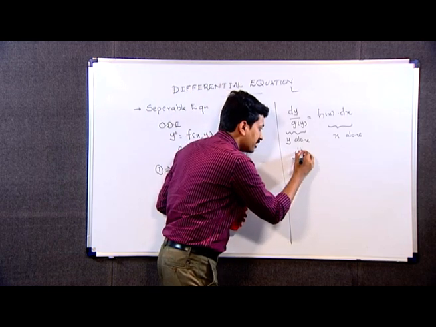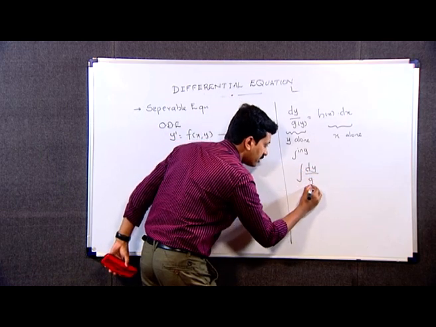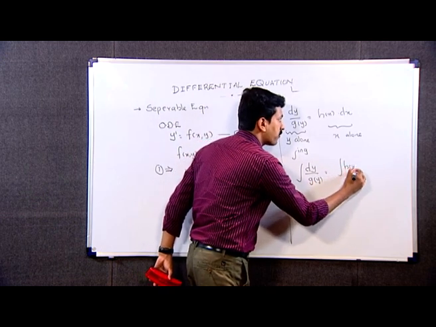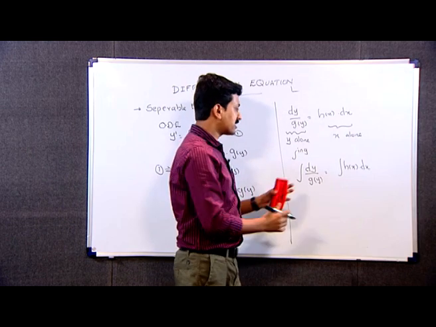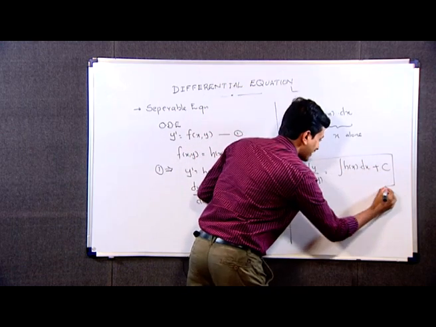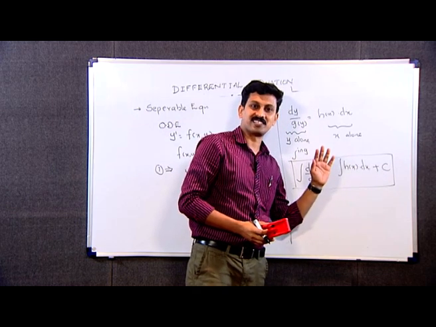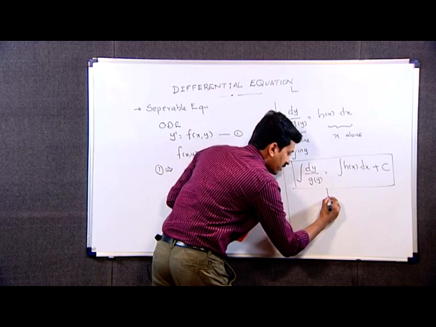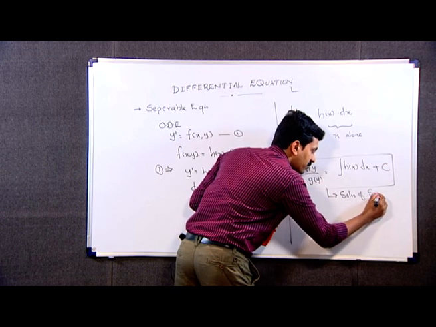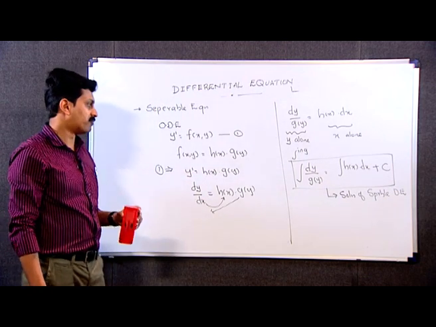So, by integrating both sides, we will have the integral of dy divided by g of y is equal to the integral of h of x into dx, plus c, which is the arbitrary constant, the constant of integration. From this we can find the solution of the separable differential equation.